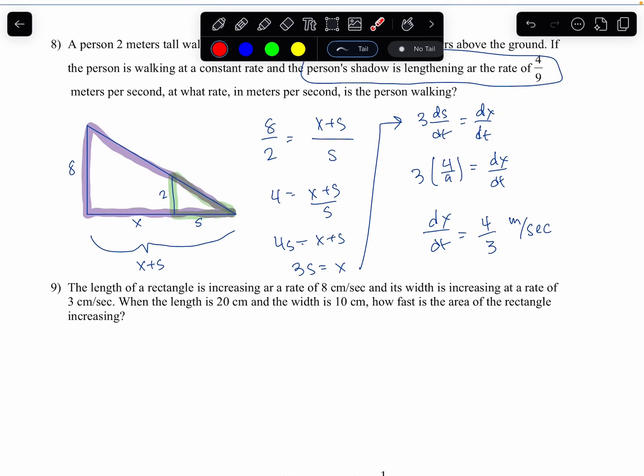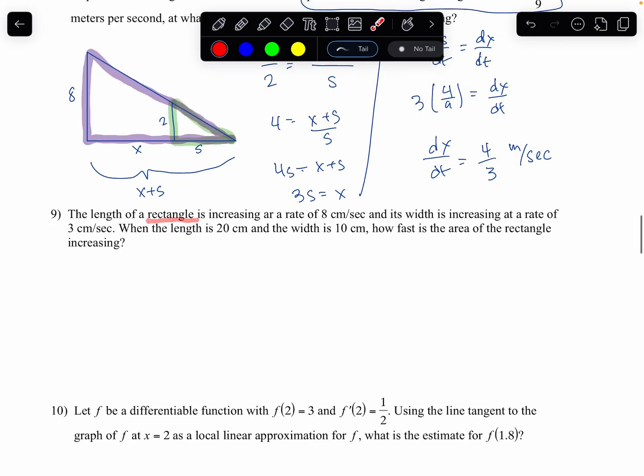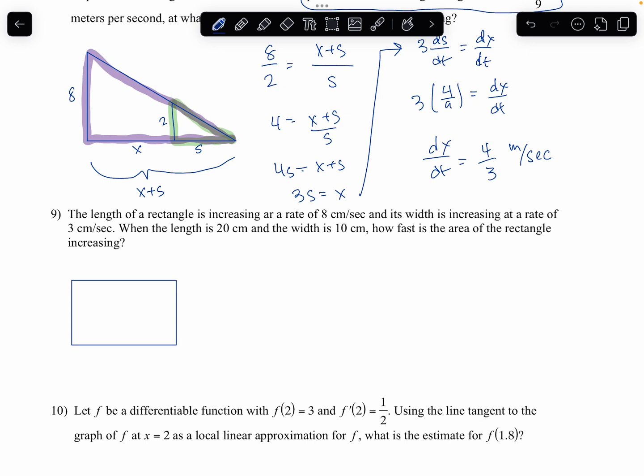Okay, the length of a rectangle is increasing at a rate of 8 centimeters. So if we have this rectangle, this rectangle is growing. The length is growing and the width is growing. The length is growing at 8 centimeters per second, and the width is growing at 3 centimeters per second. When the length is 20 and the width is 10, what is the rate of change of the area?